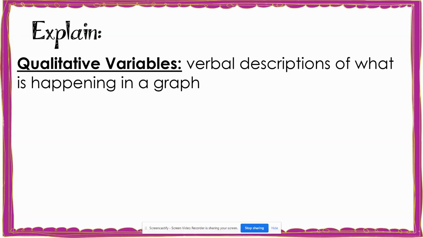Typically, we work with quantitative variables, which give us numerical descriptions. But with qualitative, we don't typically know exact times or measurements, but we can use a basic description to draw a graph. Some examples of qualitative variables that you can use to describe a graph is whether it is linear or nonlinear. So, does it make a line or does it not make a line?